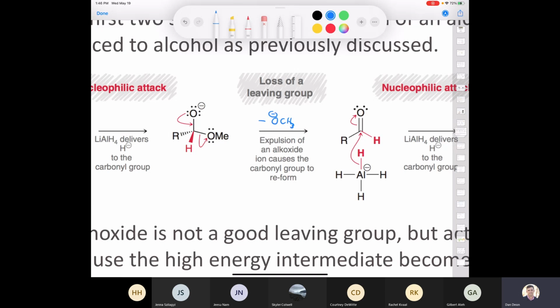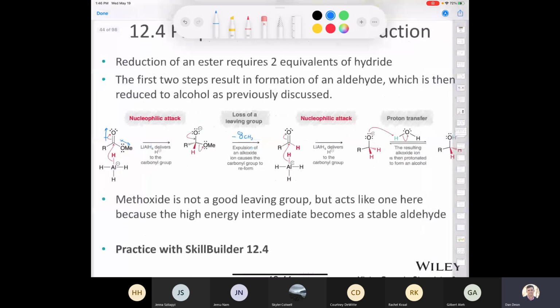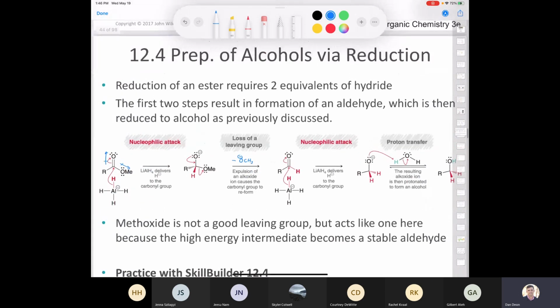Now, is it just me or is that not, generally I don't think about that as being a tasty leaving group, right? It's the conjugate base of methanol, which isn't a strong acid. But the reason why, and I allude to it down here, it says methoxide is not a good leaving group. However, here it does act like one. Why? Because this is such a high energy intermediate. Okay, this is a very high energy intermediate, and so it expels that methoxide. Then you make an aldehyde in situ or in the reaction mixture, which gets reduced again.